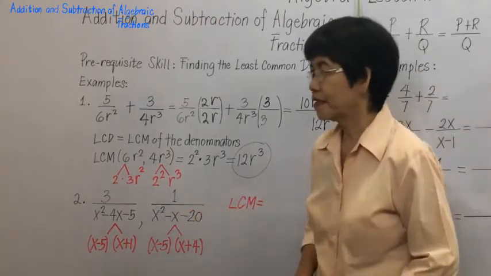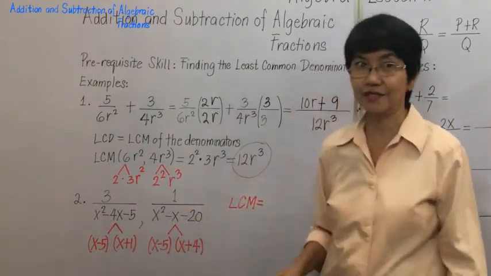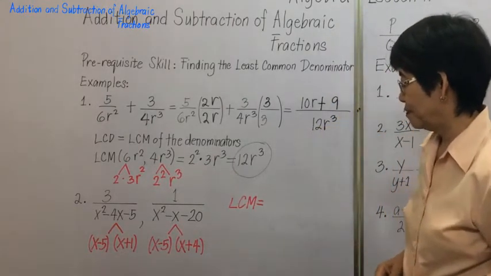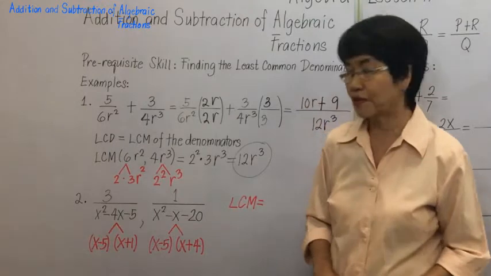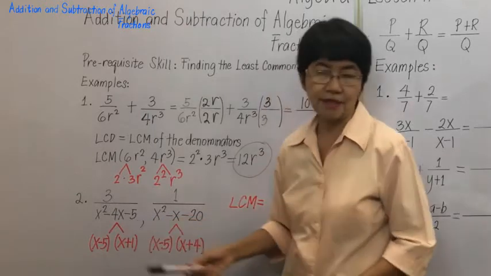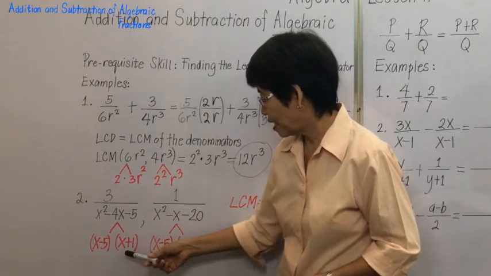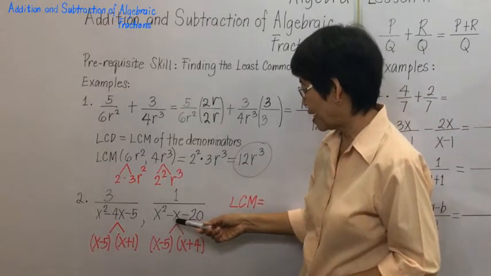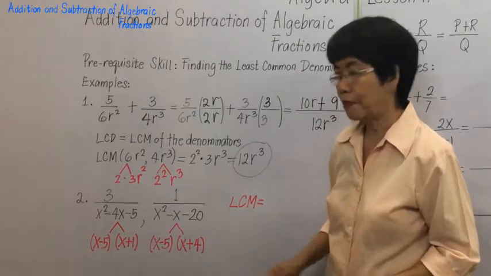Next number, we have two fractions with different denominators. So let's find the LCD for these two fractions. So first we factor the denominators if they are factorable. And the factors of x squared minus 4x minus 5 are negative x minus 5 times x plus 1. And the factors of x squared minus x minus 20 is equal to x minus 5 times x plus 4.